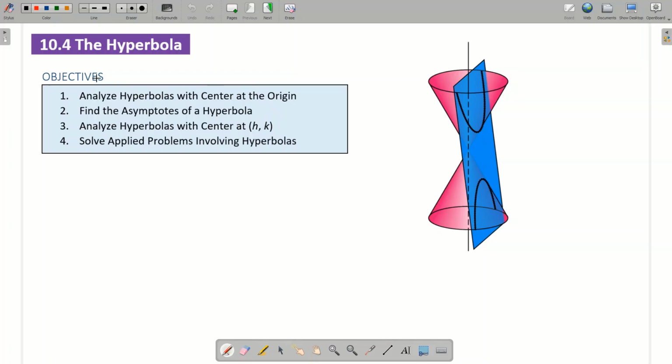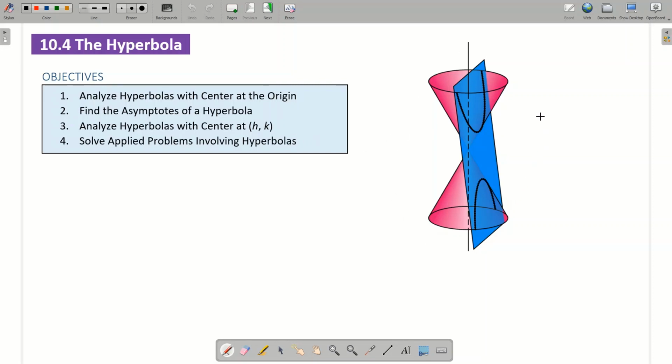In this video, we'll be covering section 10.4, the hyperbola. We have 4 objectives. We will be analyzing hyperbolas centered at the origin. We will find the asymptotes of a hyperbola, and then we will analyze hyperbolas that are centered at a point that is not the origin, and we will finish by looking at applied problems involving hyperbolas.